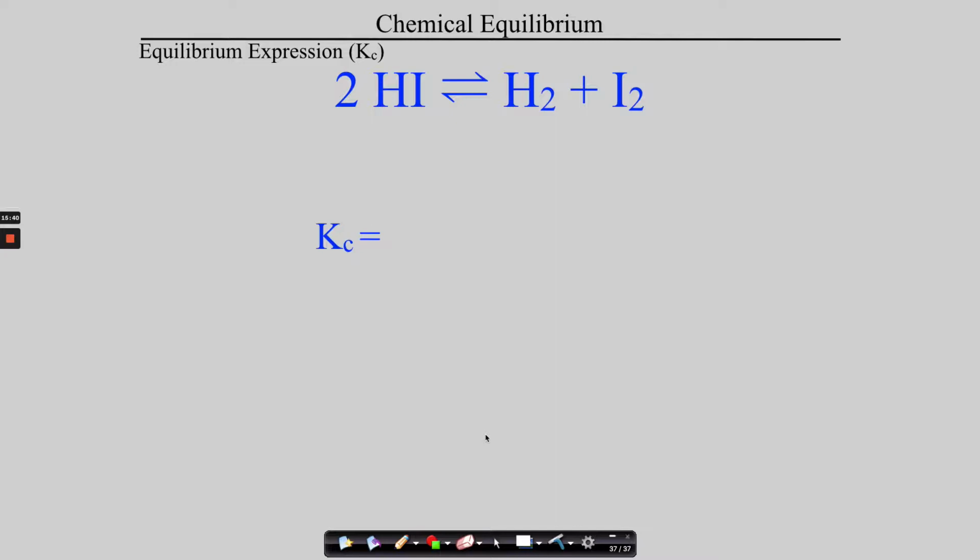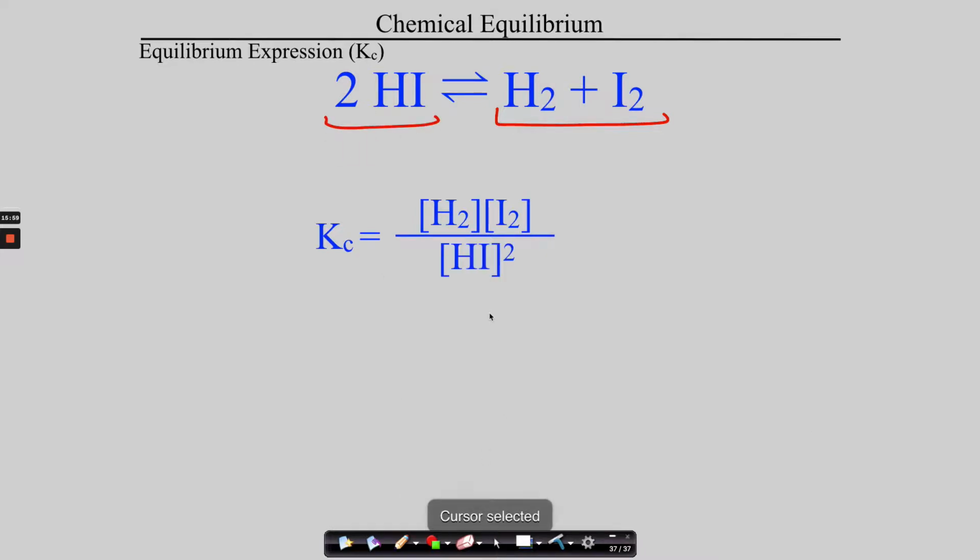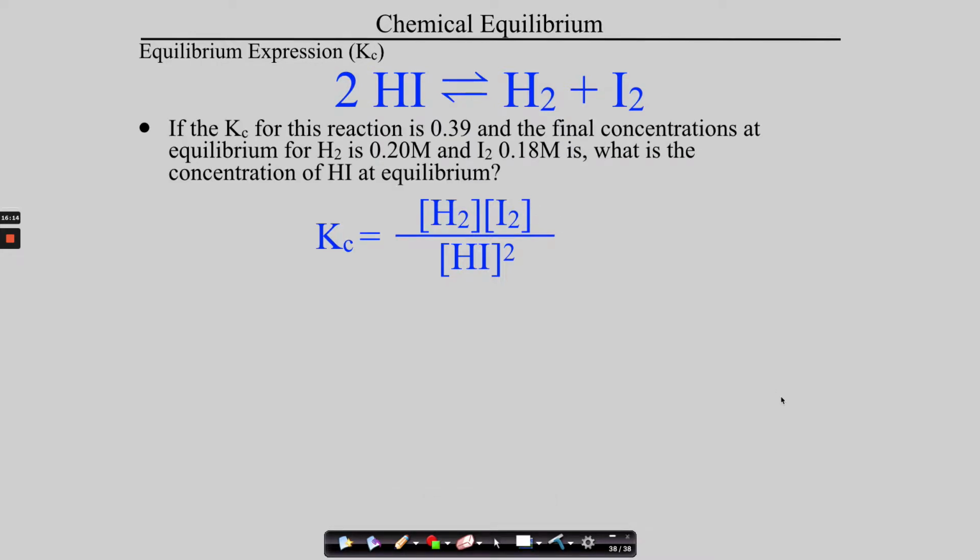Okay, let's check this out. Remember, it's products over reactants. It's right over left. So I'm going to take the compounds on the right, and I'm going to put them on top, like so. And then I'm going to take the reactants on the left, right here, and I put them on bottom like so. I make my coefficients an exponent, and I make my plus signs multiplication. Okay, so your equilibrium expression should look like this. Now let's use this to solve.